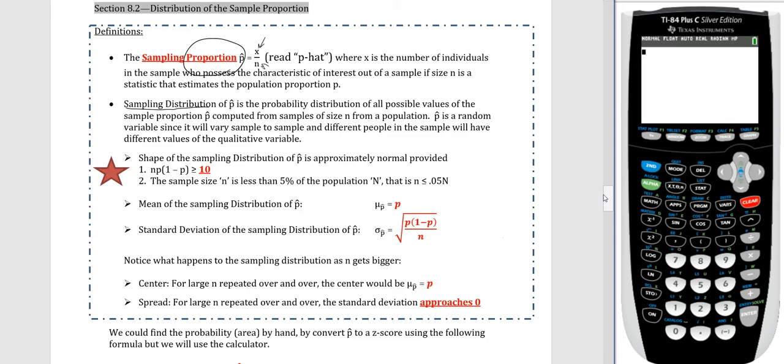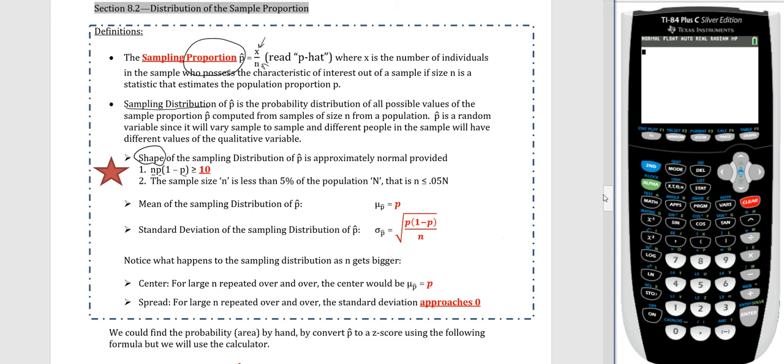However, there's going to be a few things that are going to change. Firstly, the shape of it. We still want it to be normal, but we have two different conditions to check for. If it's normal, we want the sample size n times p, and n times 1 minus p, to be greater than or equal to 10. Notice that these proportions just say p, it's not p hat, so not the actual sample proportions we get, just the overall proportion.